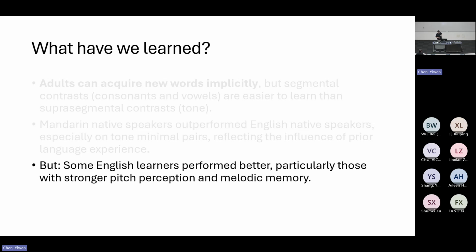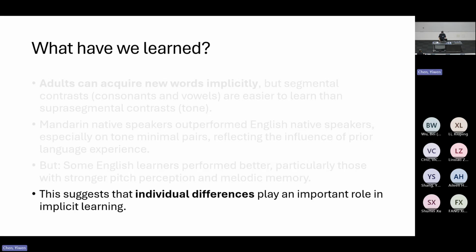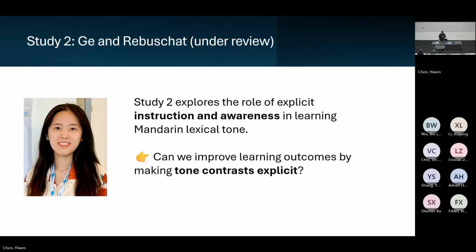We also know that some English learners can do it, particularly those with good pitch perception, good melodic memory. What we do here is we use a battery developed by Kazuya Saito, who's an expert in L2 speech perception. He developed a test battery that measures listening abilities for second language learners. And the battery is freely available on a website that he called SLA Tools. So you can use that as well if you're interested in the effect of auditory acuity on learning. Okay, so individual differences play an important role in implicit learning. So this brings us to the second study.